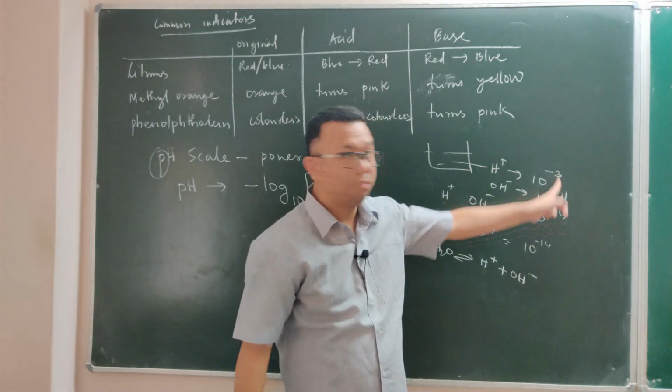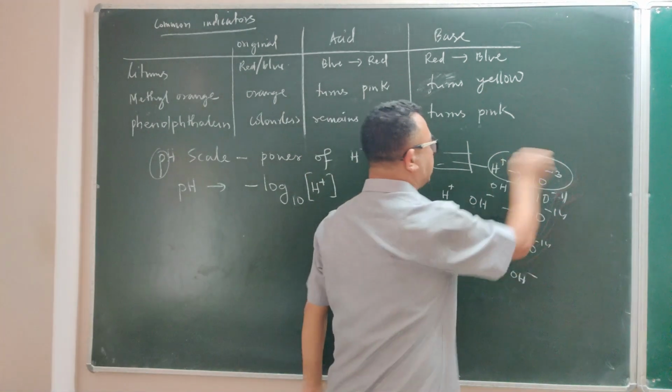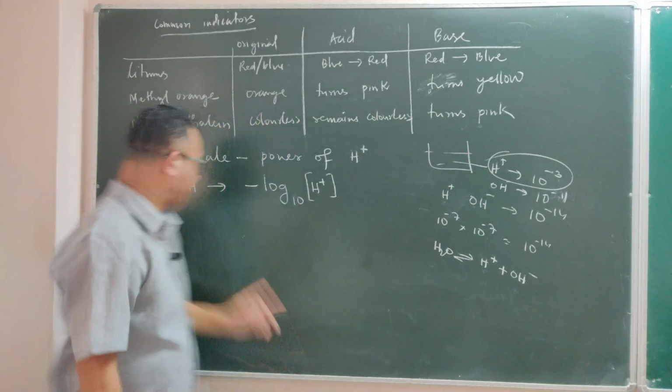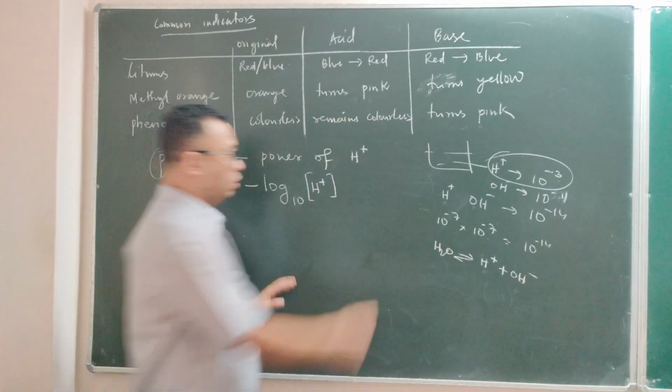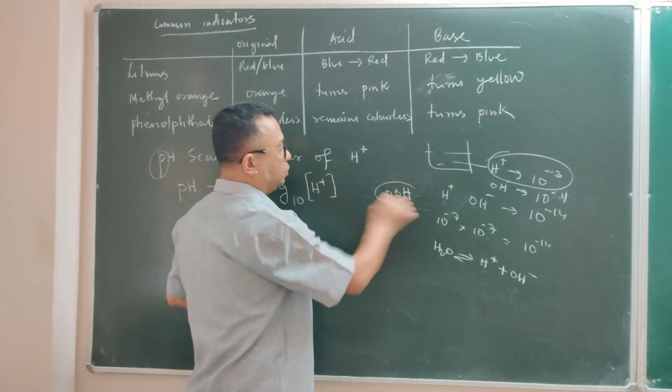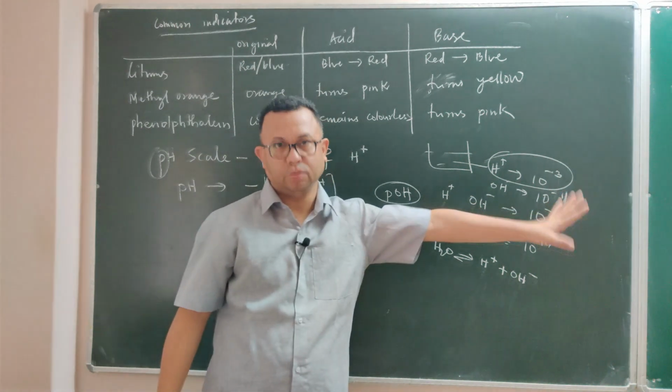So total should come minus 14. So 10 to the power 11. Since we are discussing hydrogen ion concentration, because pH in higher classes, in class 11 and 12, we will also learn about something called pOH. I don't want to confuse you by telling you about pOH now, so we'll concentrate only on hydrogen ion concentration.